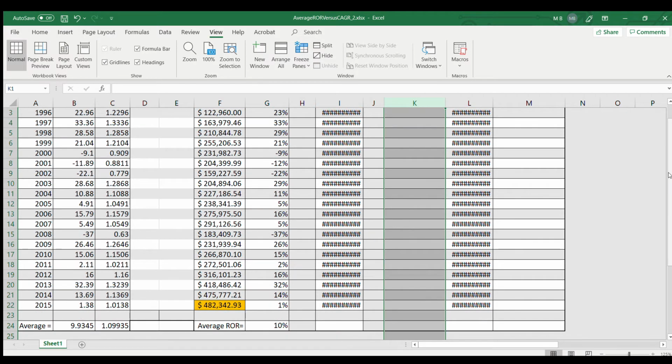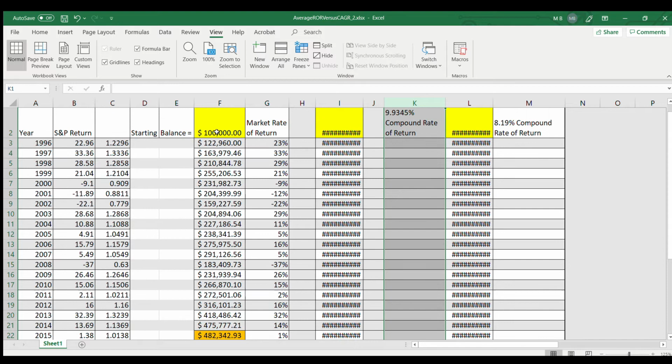What I have attempted to do here is to say, on the assumption that you start off with $100,000 in 1996, you get a 22.96 rate of return. You would end up with $122,000 and change. You keep it invested. I'm assuming you're not touching the money. Every year, we simply return the actual rate of return that the S&P returned.